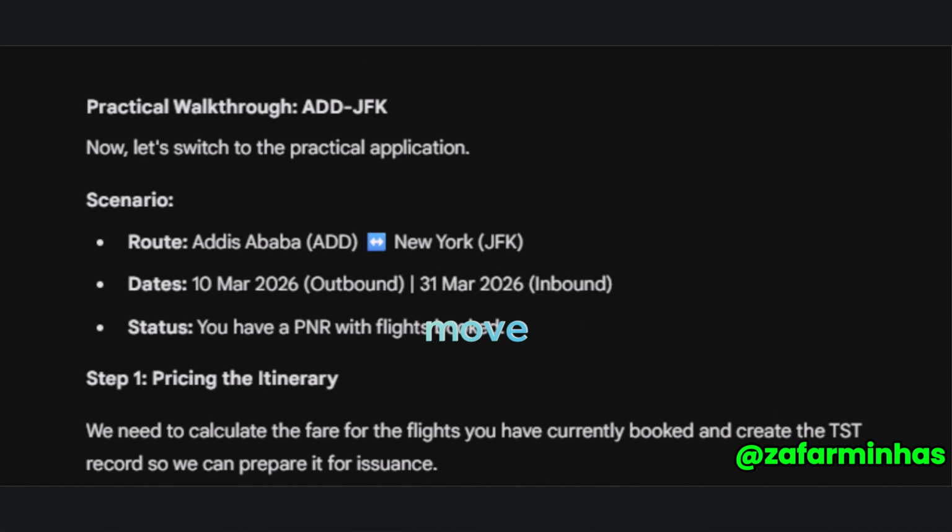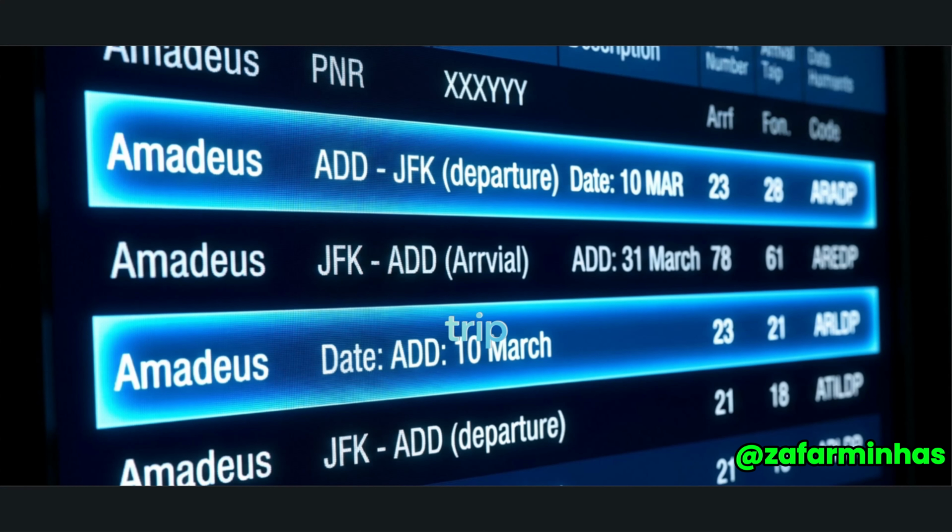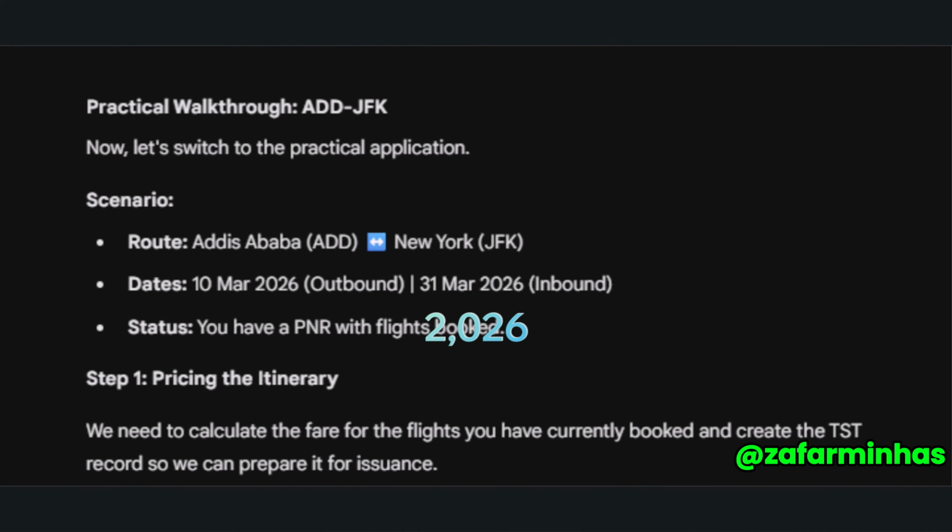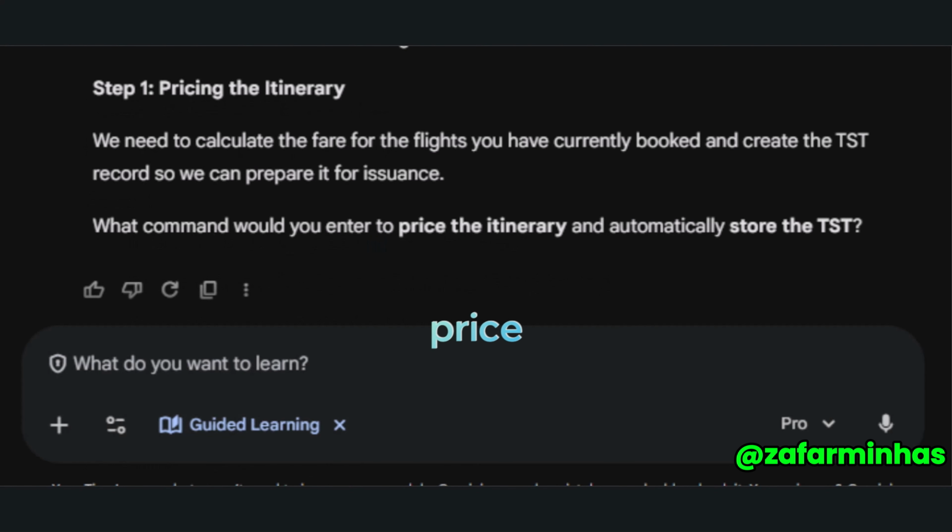Now, let's move to the practical exercise. Our scenario is a round-trip booking from Addis Ababa to New York, departing on March 10, 2026 and returning on March 31st. Assume the flights are already booked in the PNR. Step 1 is to price the itinerary. We need to price the booked flights and create the TST record so the booking can be prepared for issuance. What command would you enter to price the itinerary and automatically store the TST?